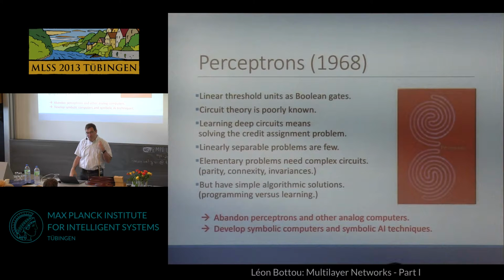And the third problem is the problem of invariances. You have an image and you have an object at different places, and it should be about the same. So how do you do that with gates without having this invariance property inside? And the claim they make is that all these problems, parity, connexity, or invariances, have simple algorithmic solutions. If you know what you want to do, parity, connexity, invariance, you can write a program that's going to do it. So basically, they suggest abandoning perceptrons and other analog computers that do learning, and developing symbolic computers and symbolic AI techniques, because we can program these things, they're easy.